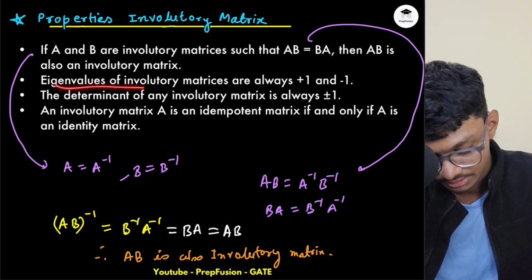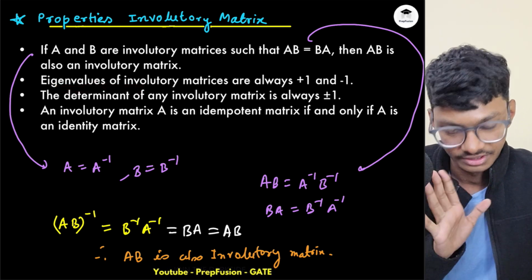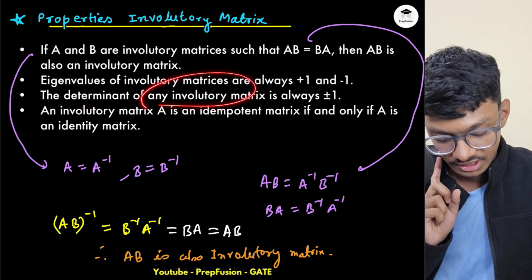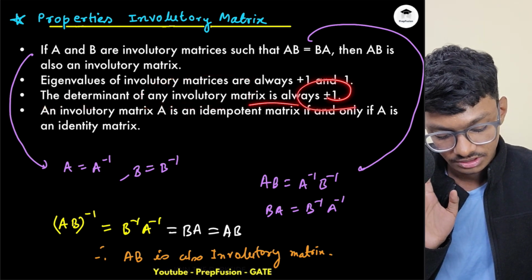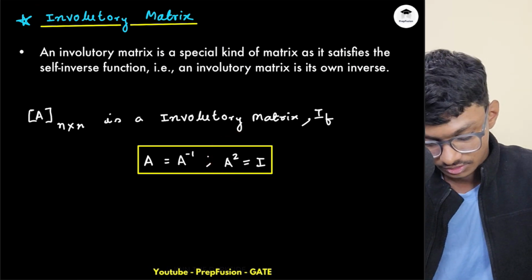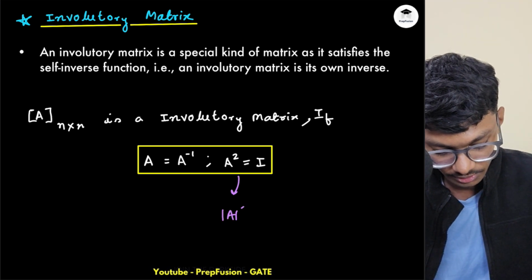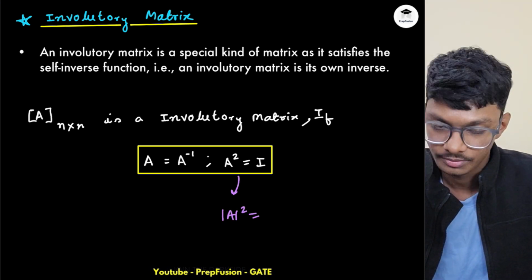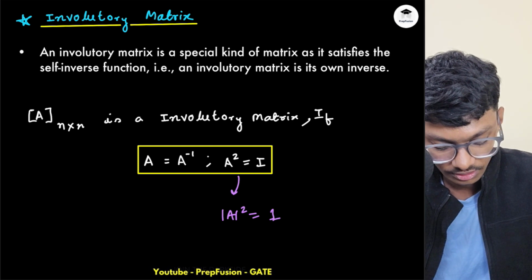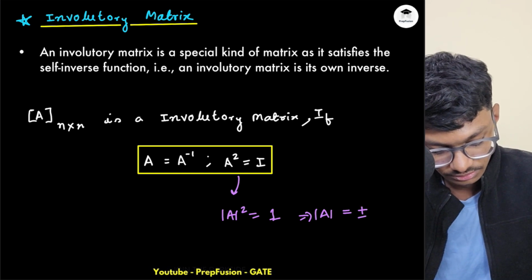So let's read this. Eigenvalues of an involutory matrix are always plus minus 1. We don't know eigenvalues yet, so we will learn about this later. The determinant of any involutory matrix is always plus minus 1. How can I tell this? Determinant of A square equals 1, because determinant of I is 1. Now if I take the square root of this, obviously it will be equal to plus minus 1.